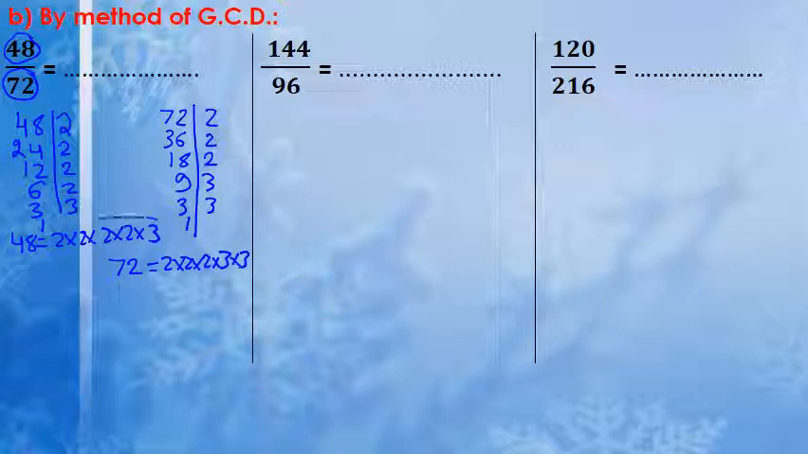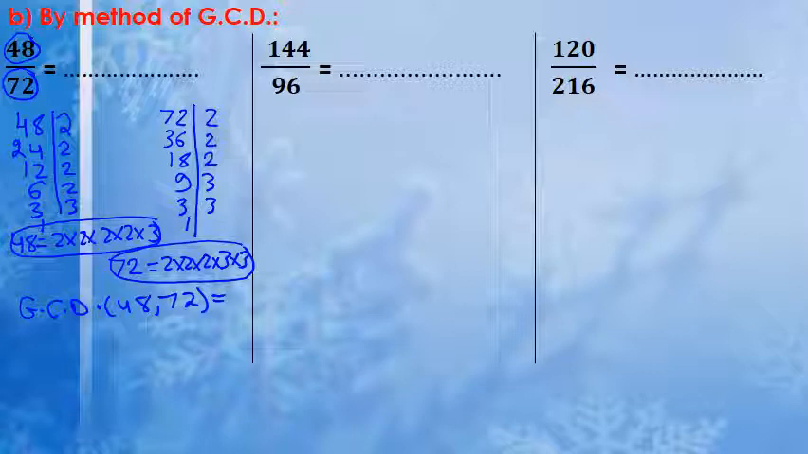Now from the prime factors of 48 and the prime factors of 72, we choose the GCD of 48 and 72. In GCD, we choose the common, the less common. 2 appears 4 times and 3 times, so we take 2 three times. 3 appears 1 time and 2 times, we take 3 one time. Now 2 times 2 is 4, 4 times 2 is 8, 8 times 3 is 24.